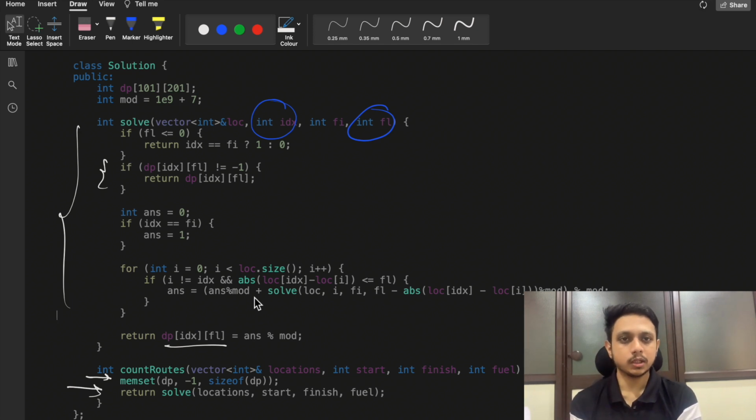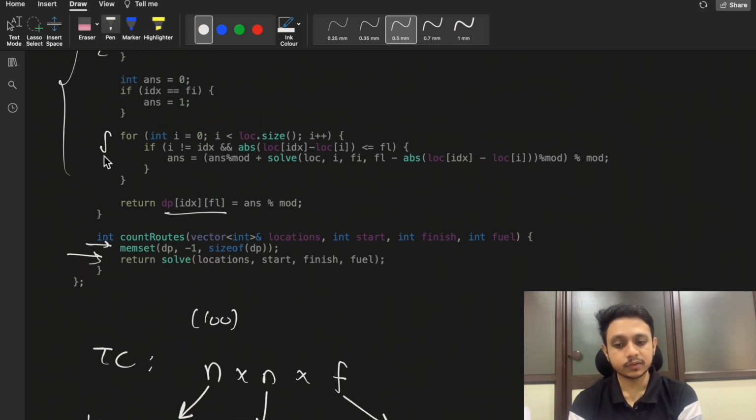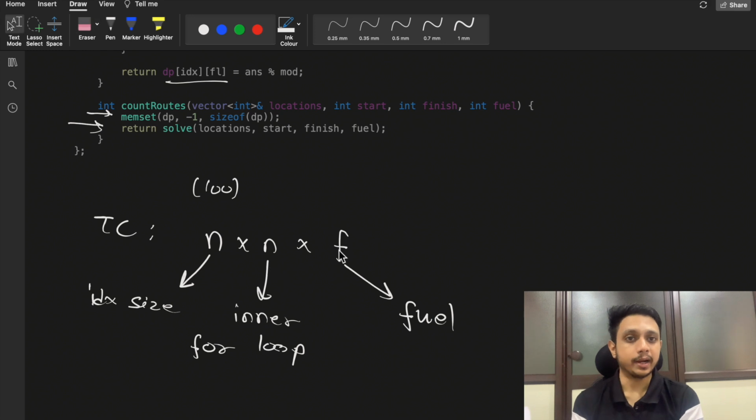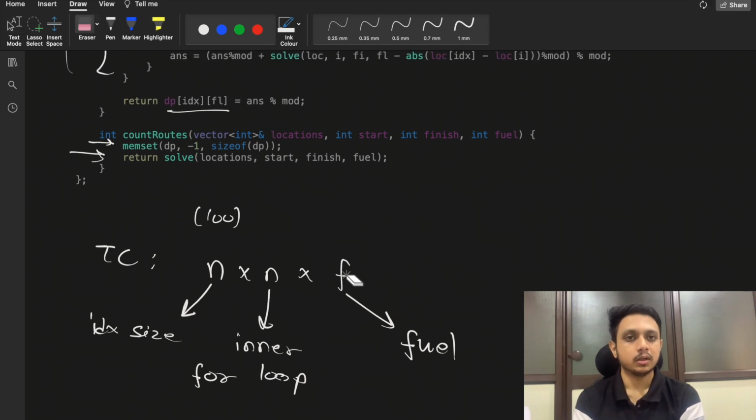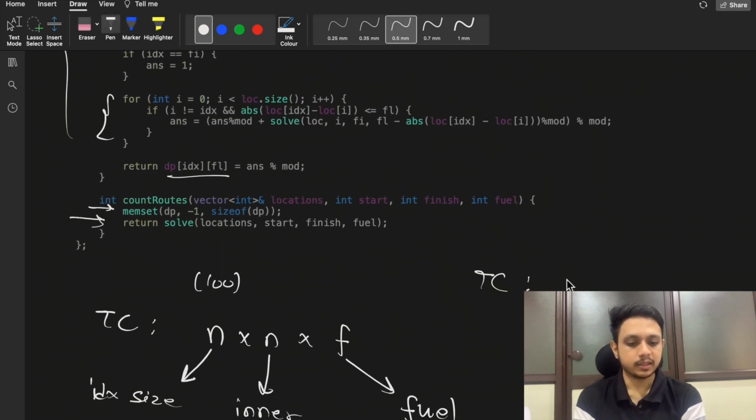Now talking about the time complexity, see guys, the time complexity here would be n multiplied by f. So what is n here? n is the size of the index, so that is 100. Now why are we multiplying by n? Because of this for loop, for each recursive call we would again loop n times, right? And f is the fuel, which also defines the state. So the time complexity is n times f.